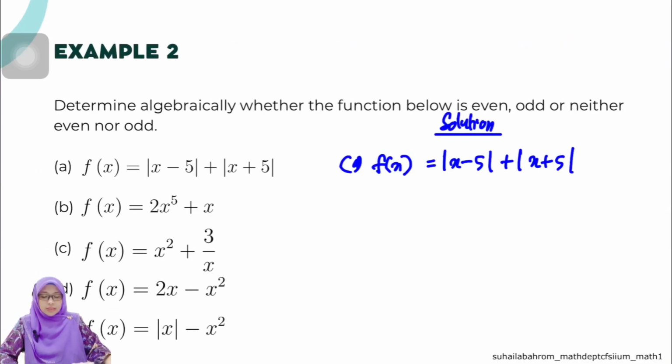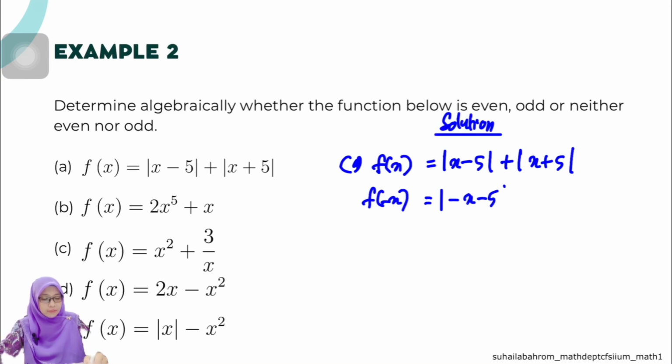Now let's look at an example of the algebraical method. To determine whether the function is even, odd, or neither, we have to substitute x with negative x. Let's look at the first function here: f(x) is equal to the modulus of x minus 5 plus the modulus of x plus 5. We substitute every x with negative x, so you will get the modulus of negative x minus 5 plus the modulus of negative x plus 5.